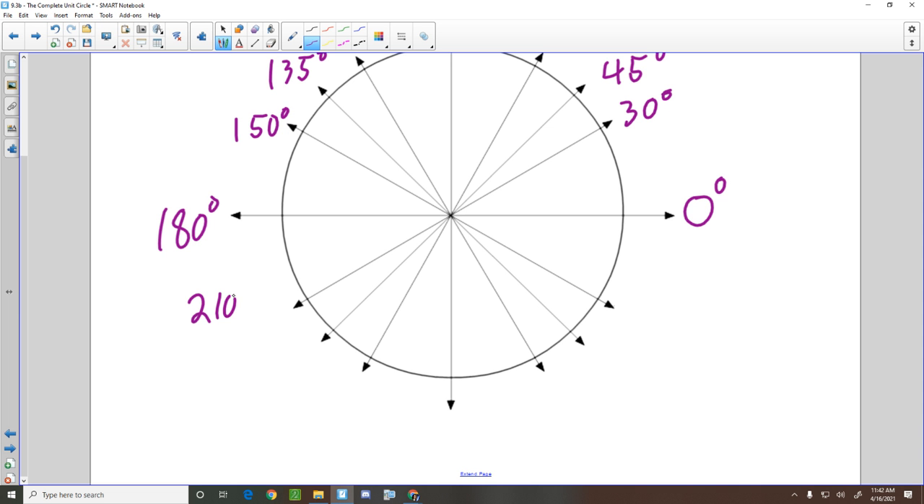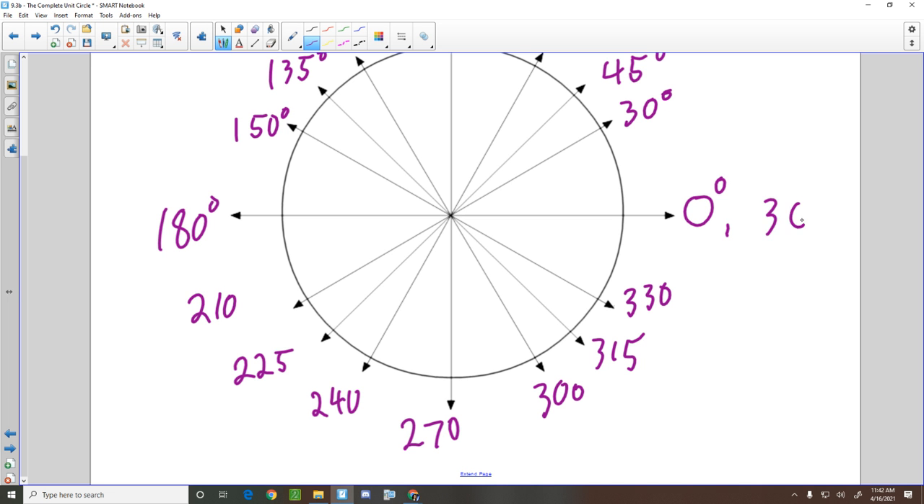So then you get 210, 225, 240, 270, right? Add 30, 15, 15, 30. Add 30, you get 300. Add 15 to get 315. Another 15 to get 330. And then if I were to add 30 one more time, we'd get all the way back to 360. One complete revolution around that circle.